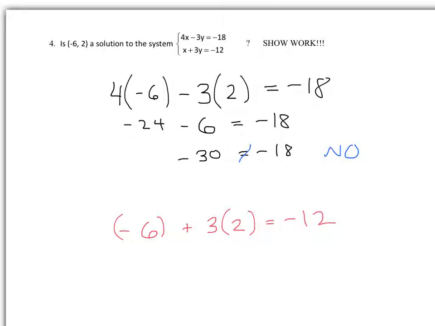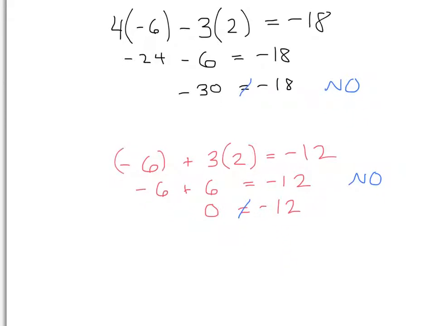Down here, negative 6 plus 6 is equal to negative 12. I don't think so, because you get 0 equals negative 12, which 0 does not equal negative 12. So this is another no. So although I got 2 no's, it doesn't matter because one of them could have been no, and it's still not a solution.